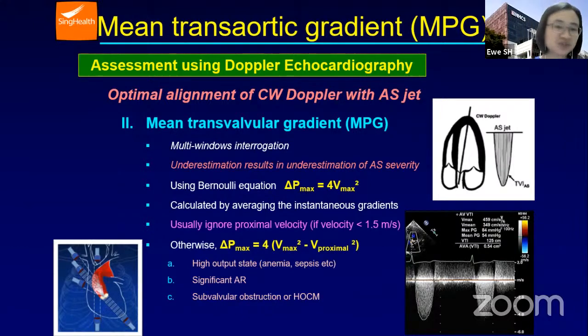For instance, in patients with high output failure or significant aortic regurgitation or sub-aortic LVOT obstructions, in those cases, you probably have to correct for that. Otherwise, you will overestimate the severity of true valvular aortic stenosis.